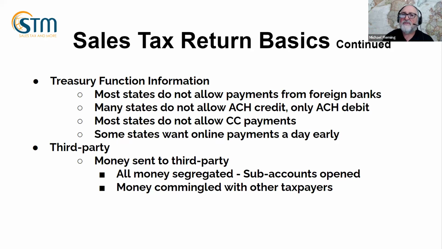One of the ways that we solve a lot of these issues for our clients is that we set up an account. It's our account, but we nickname it for the client. All the money is segregated, so each one of our clients has an account set up for them so that the money is not commingled with any other taxpayers out there. And then the international client could wire us the funds directly from their international bank, and then we'll turn around and pay it to the state.